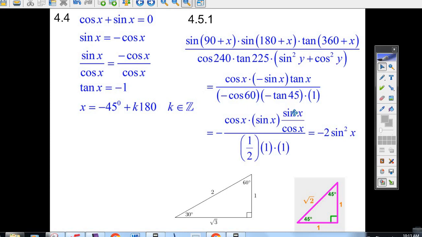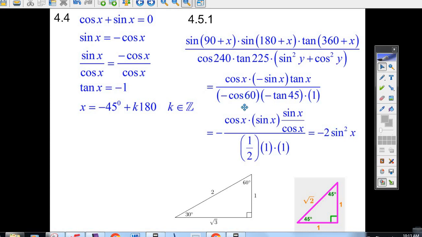Now tangent is really sine over cosine, so I replace that with that. I see 1, 2, 3 negatives in this question, so I know my final answer will be negative. If it's an odd number of negatives, it's just a quick way to work that out. Now this cos x will cancel with this cos x. Sine times sine will give me sine squared.